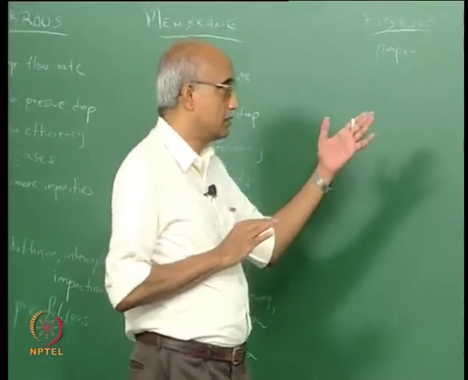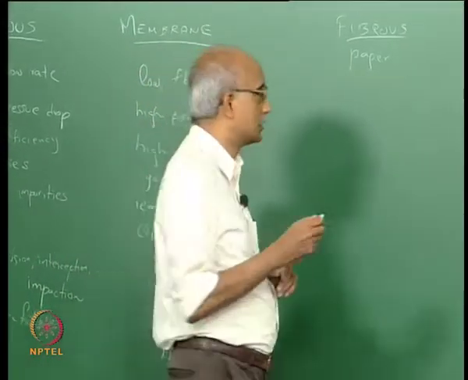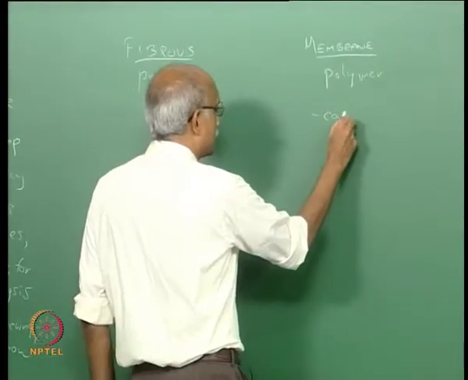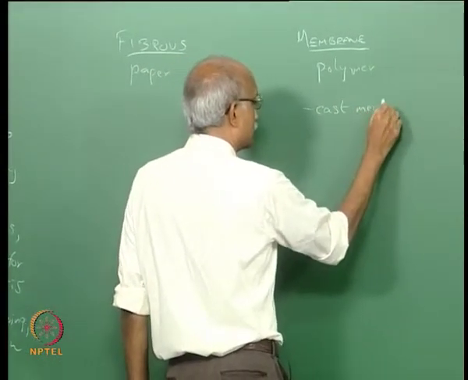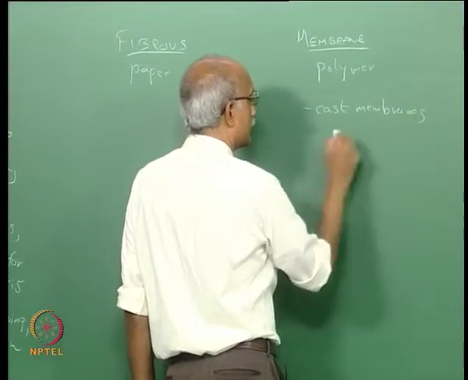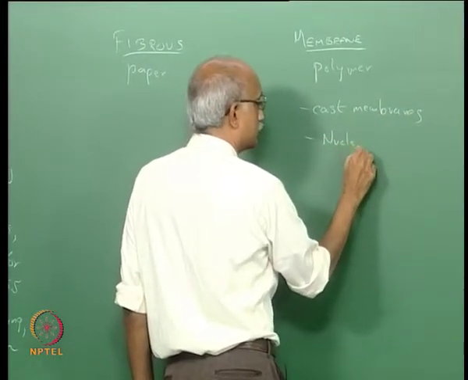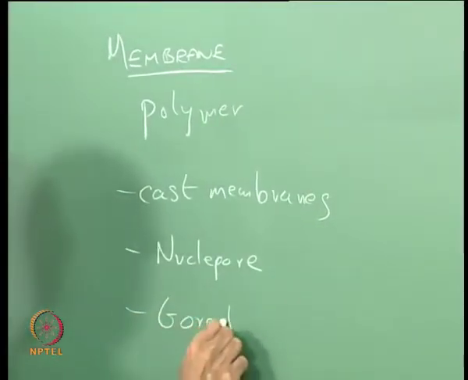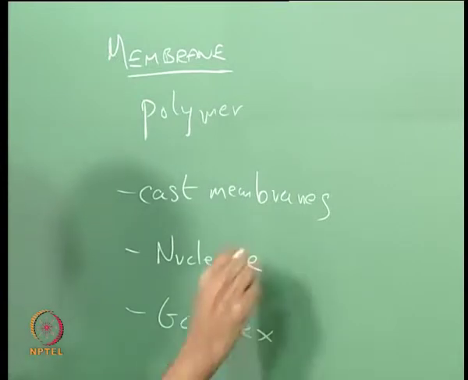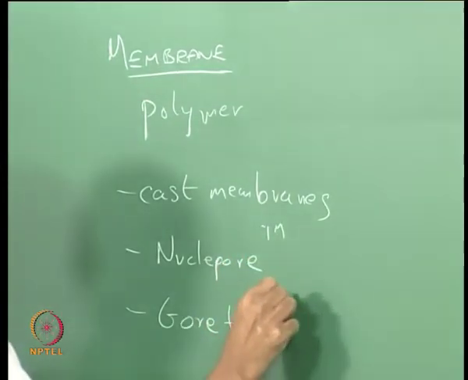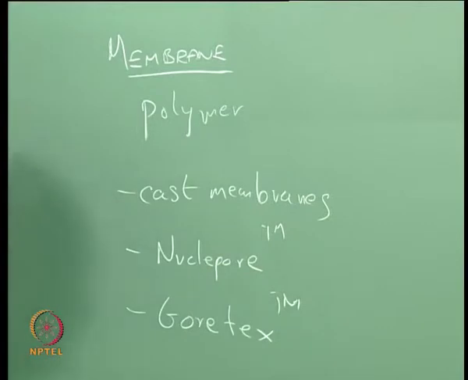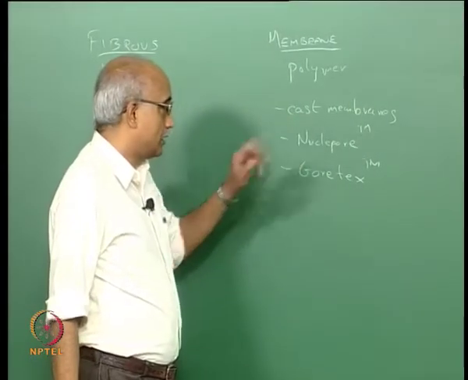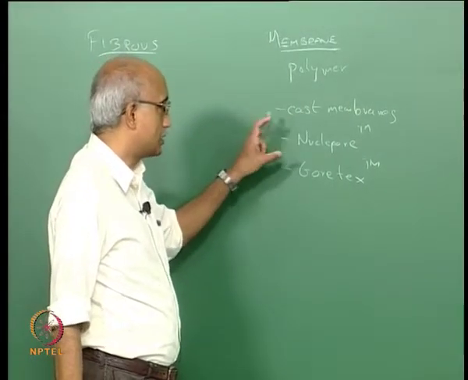Now, there are really three types of membrane filters: cast membrane filters, nuclear pore filters, and Gore-Tex filters. These are trademark names. Again, nuclear pore is marketed by a company called Millipore. Gore-Tex is marketed by a company called W.R. Gore. The way that the membrane is made is different in each case.